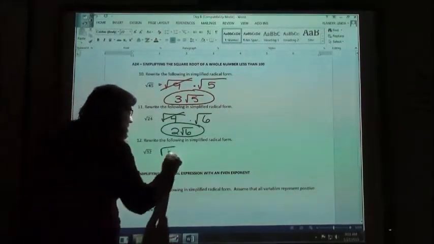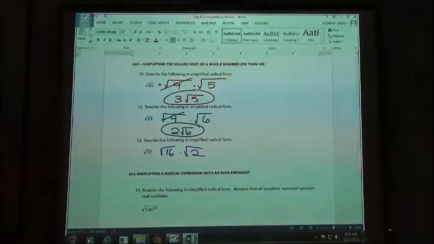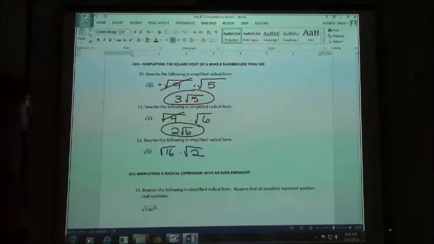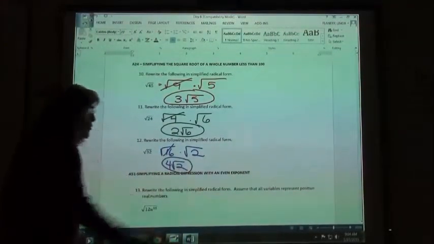So what else goes into 32? 36 is too big. Does 25 divide evenly into 32? No. Does 16? Yep. Oh, there's the number I want to use. So I'm going to say that it is 16 times 2 to get 32. And the square root of 16 is 4. So I get 4 square root of 2 for my answer.